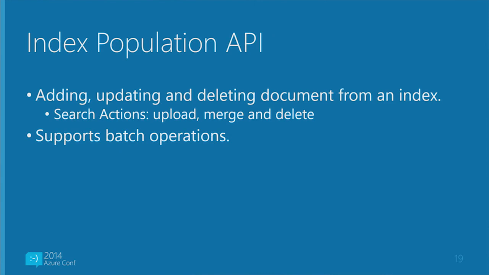The other one is the index population APIs. Index population APIs allows us to add, remove, or even update index data inside our documents. So you can also do batch operations here to minimize the interaction with the server, and then you can also merge them together. You can do upload, or you can do merge, and then you can do delete at once.